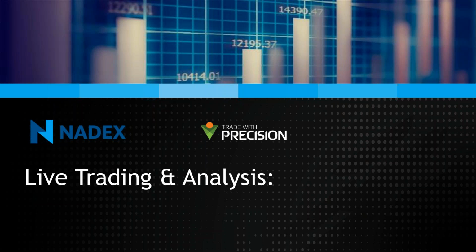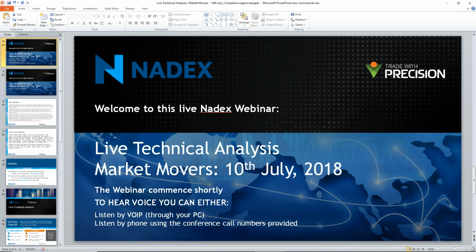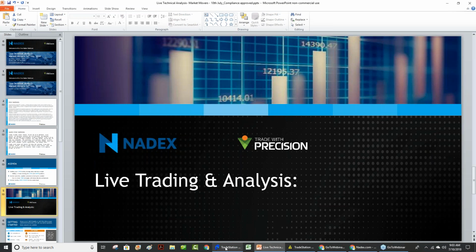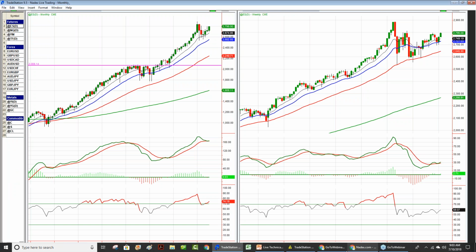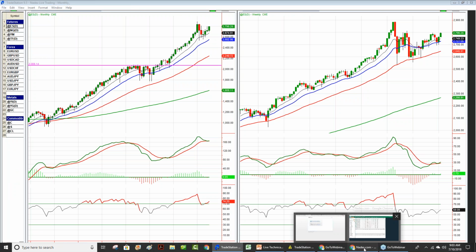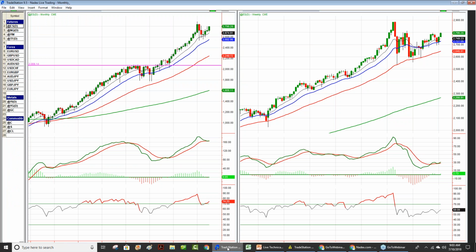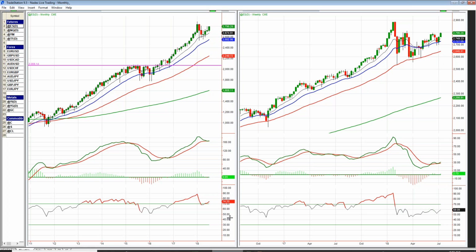So let me just get my charts set up here so you guys can see everything. We've got the charts, and we've got the Nadex contracts. We'll take a look at those as well. All right, so we're looking here at the ES contract, which is the futures contract for the S&P 500 index. We're looking at the higher time frames, actually the highest time frames that I look at, which would be the monthly and the weekly.